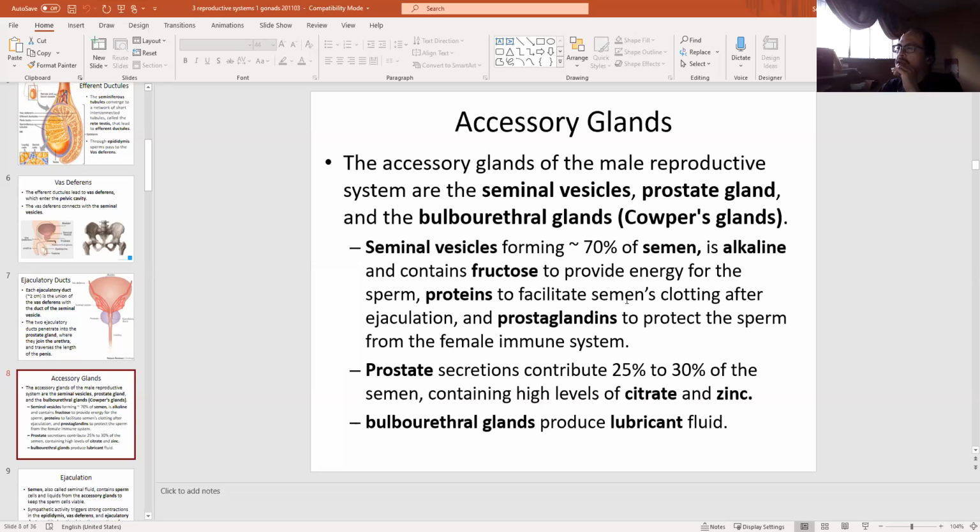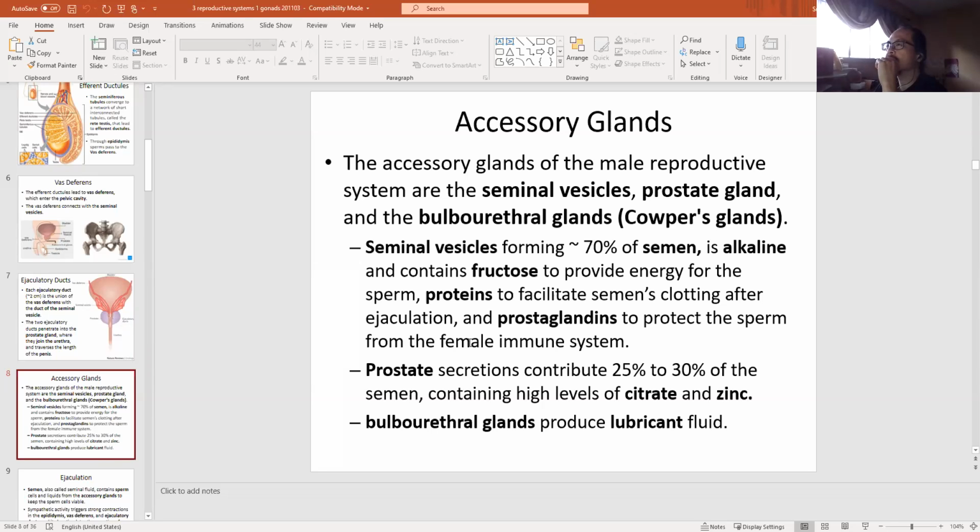and proteins to help the semen facilitate clotting after ejaculation. So you don't have leaking, you're going to clot it. It also contains prostaglandin. If you have some idea, prostaglandin is a very common hormone that participates in the inflammation and immune system.